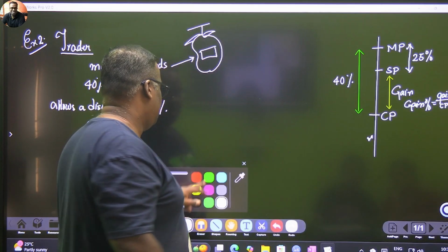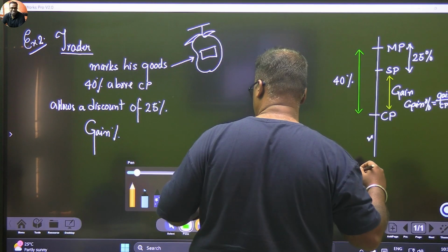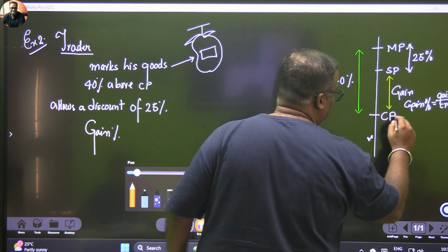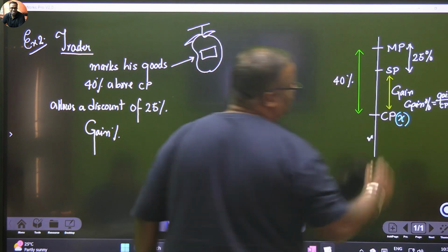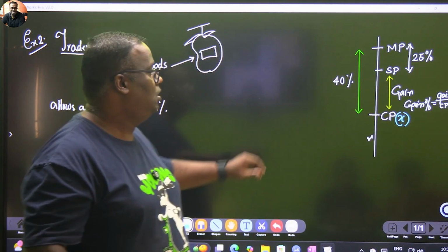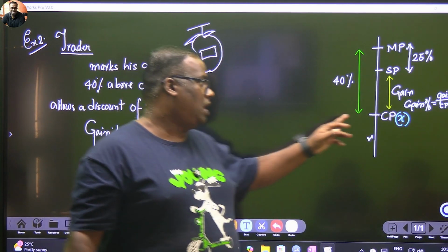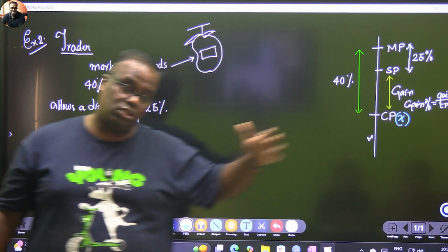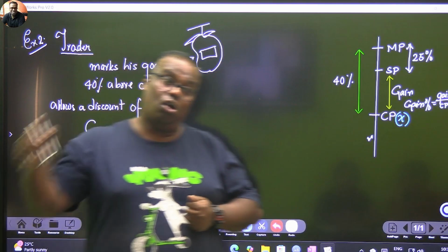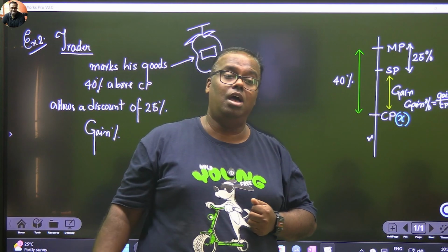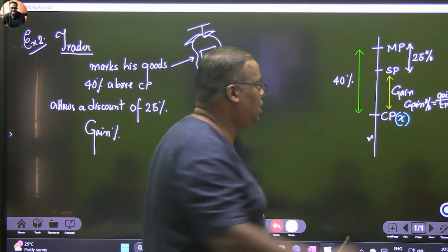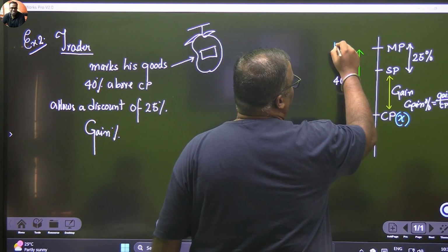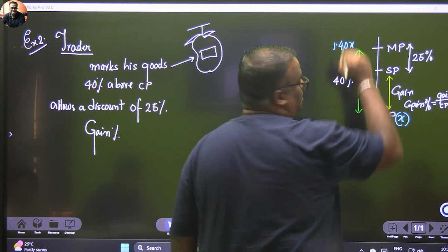So let's say the cost price of this product is X. Now understand some short techniques. The mark price is 40% above X. Means the mark price is such that you will take X for sure, and also 40% of X. So when it is 40%, it will be 1.40X.